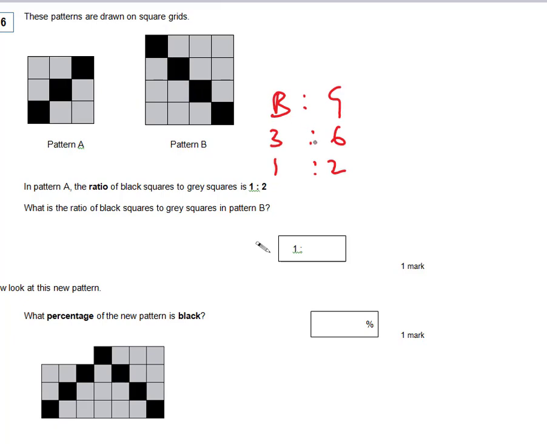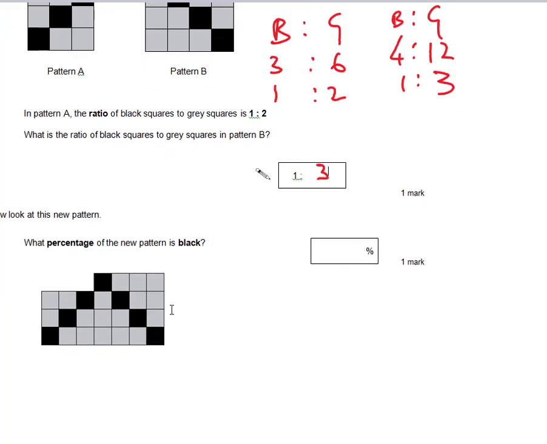Okay, so then the question says, what is the ratio of black squares to grey squares in pattern B? You've got to do the same thing. So this is pattern A. In pattern B, black to grey, we've got 1, 2, 3, 4 black squares. How many grey squares do we have? 1, 2, 3, 4, 5, 6, 7, 8, 9, 10, 11, 12. But the question wants it simplified. So if you divide both numbers by 4, you get 1 to 3. So 3 would have been the correct answer here.